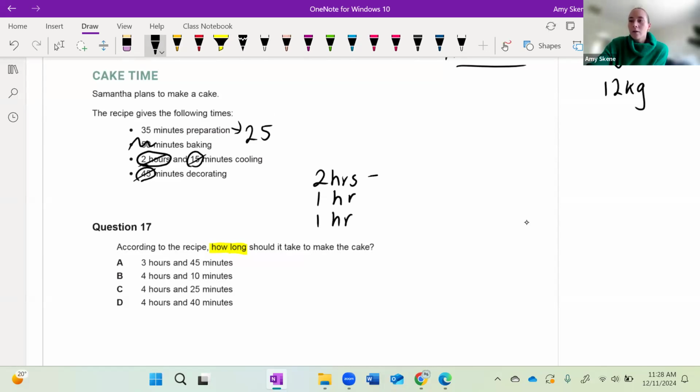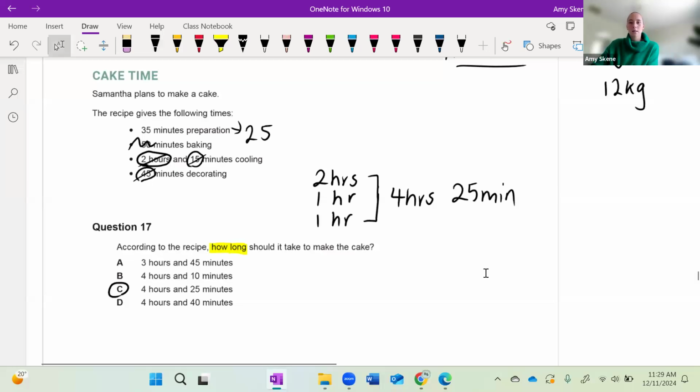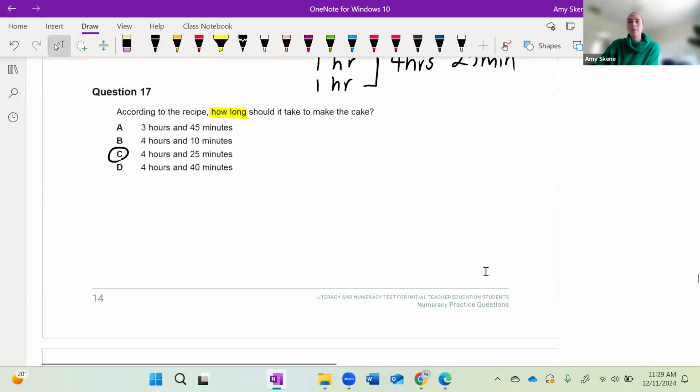So I have 2 hours plus 1 hour plus another hour. That is 4 hours in total. And then what I'm left over with is that 25 minutes there. So my answer is C, if I scan the answers, 4 hours and 25 minutes.